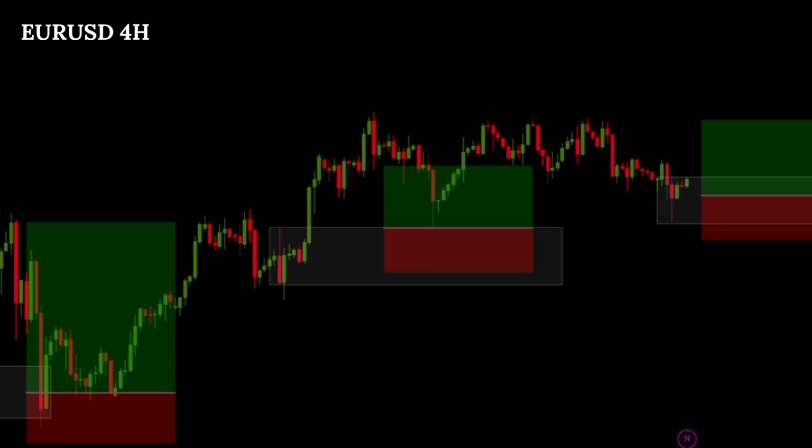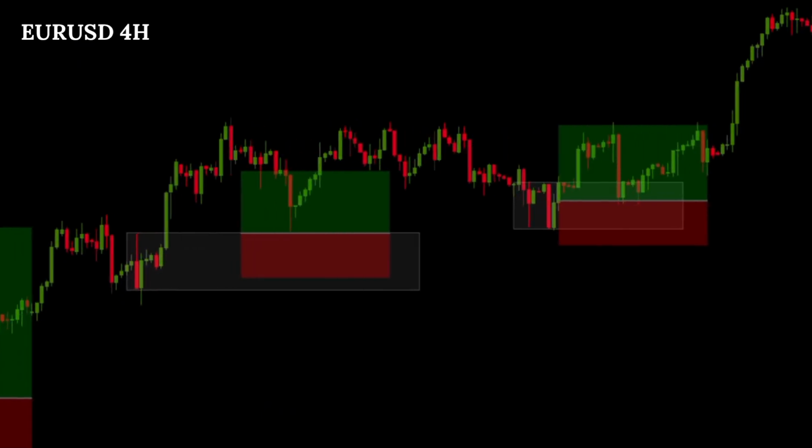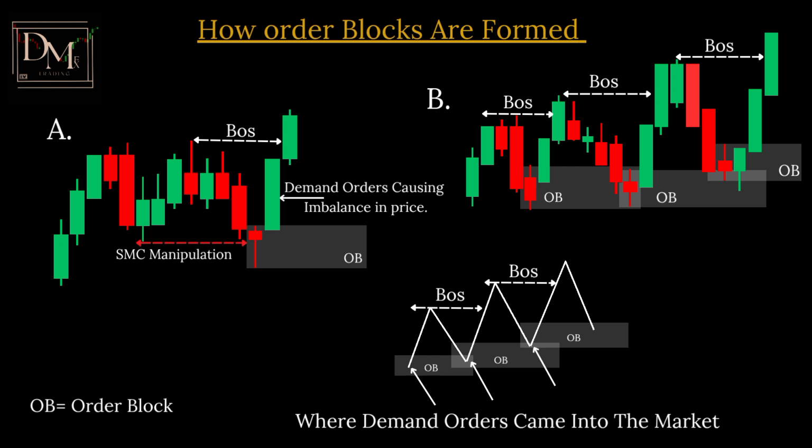Order blocks are the key to understanding where smart money operates. They explain why the market reacts to certain levels with such precision. Order blocks form because of supply and demand imbalances. Institutions create these imbalances when they dominate the market. And this is important for retail forex traders.